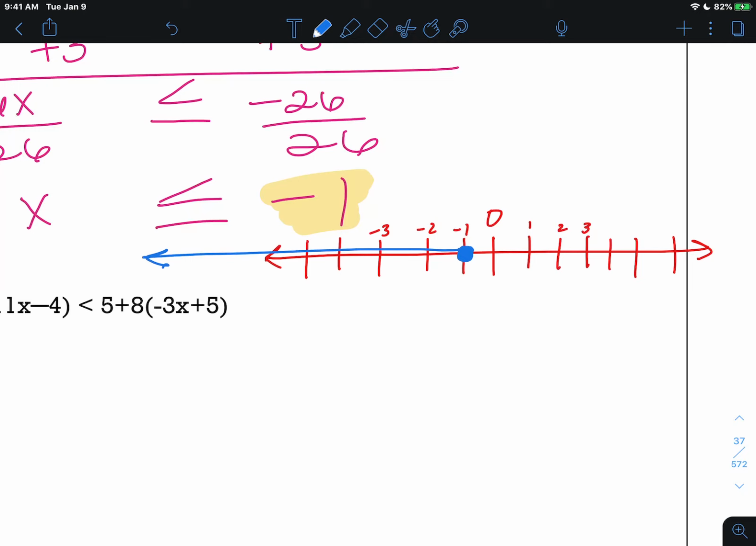Very simple. Extra line, fill in your dot. No line, don't fill in your dot. Smaller than, arrow heading out to the left. Bigger than, arrow heading out to the right.